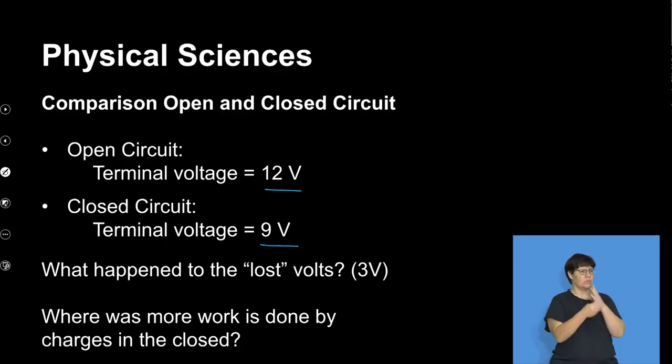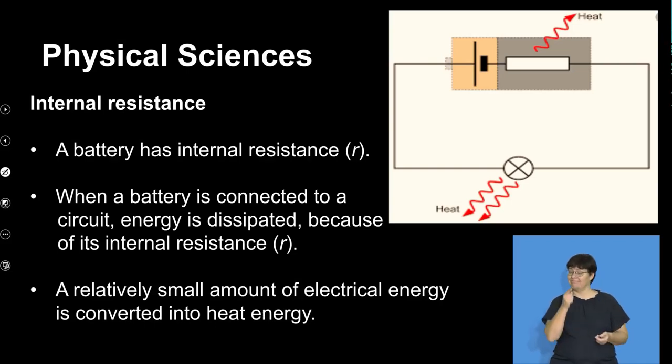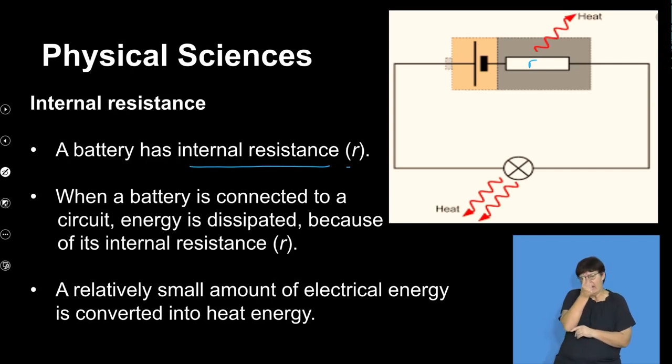Right, so where was more work done by the charges in the closed circuit? Because in the closed circuit, there was a difference, a drop in the reading by 3 volts. Right, now what are we saying? A battery has some internal resistance. So now, there is some internal resistance in the battery. As you can see, that is inside the battery. So there is some small resistance inside the battery. Take note of the symbol of the internal resistance, small letter r.